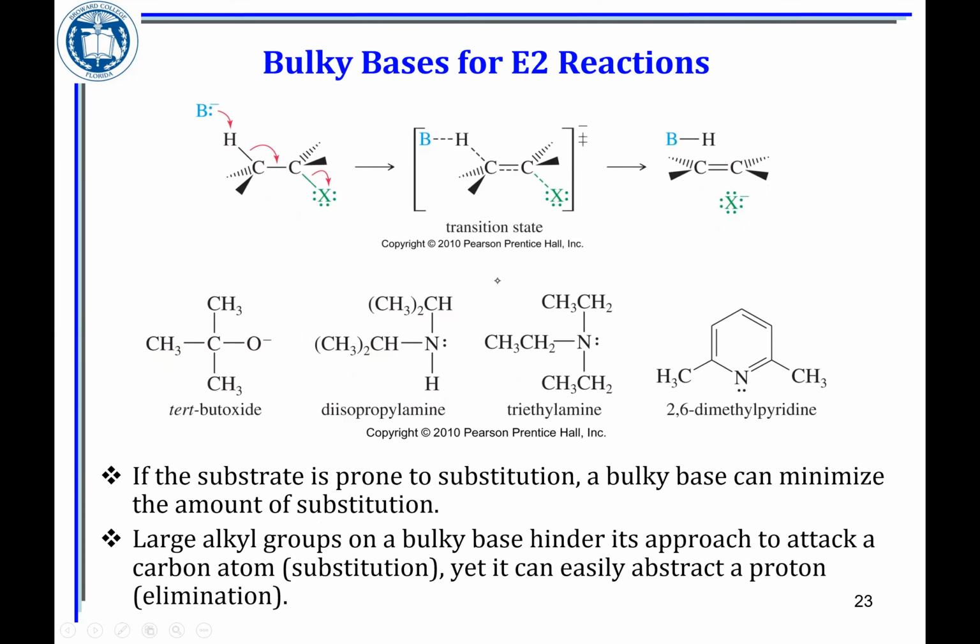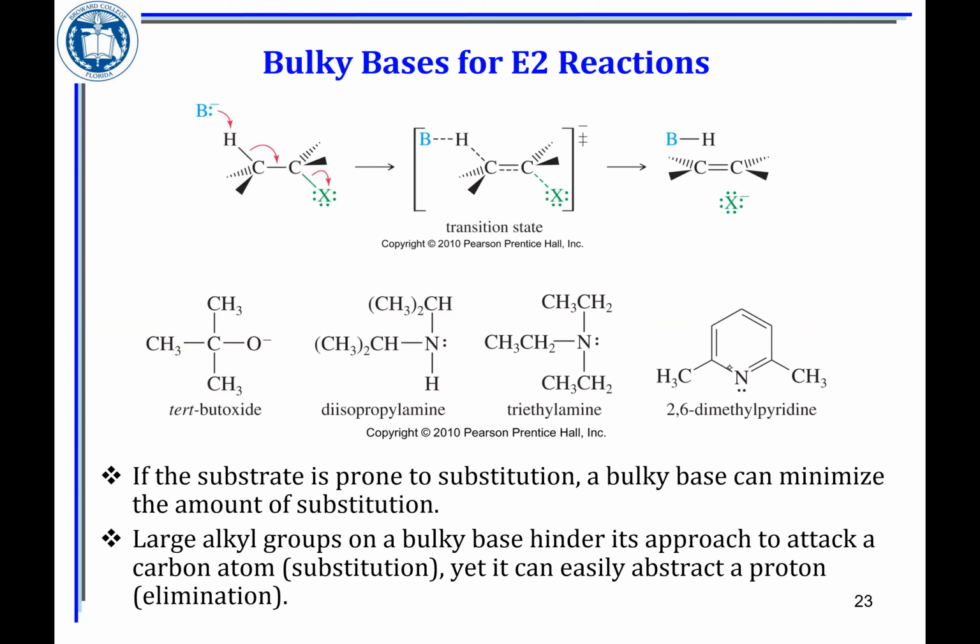These are other examples of the bulky base. So you saw the t-butoxide, diisopropylamine. This is an example that is used in organic too. So you know where it's coming from. Diisopropylamine is a strong but very bulky base, and triethylamine. So these are all amines, they are basic, and these are the bulky bases.